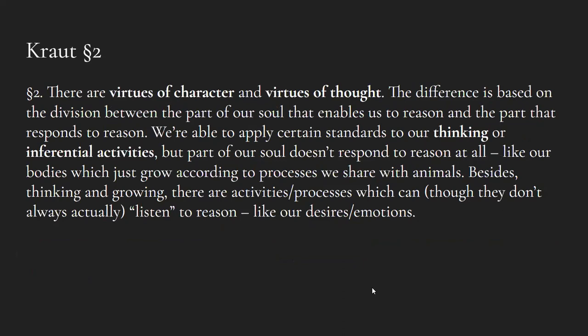So there are virtues of character and virtues of thought, right? So two divisions of the kinds of virtues. The difference is based on the division between the part of our soul that enables us to reason and the part that responds to reason, right? So in this ancient way of thinking, we have different parts of our soul, of ourselves, and one part reasons, and another part sort of listens to reason. Basically our mind and our emotions. And we're able to apply certain standards to our thinking or inferential activities, but part of our soul doesn't respond to reason at all, like our bodies. And so our bodies just sort of grow according to processes which we share with animals.